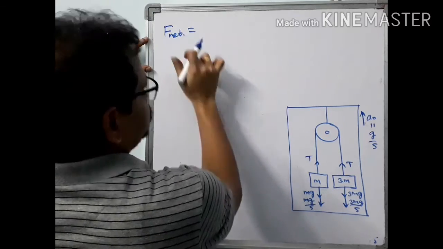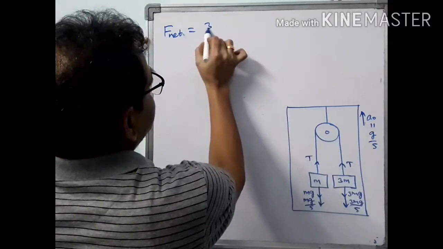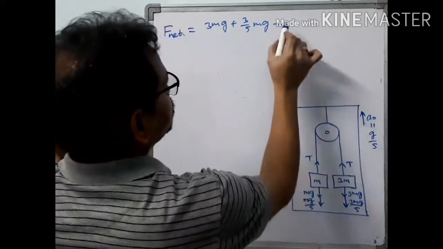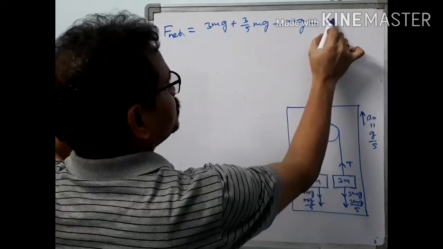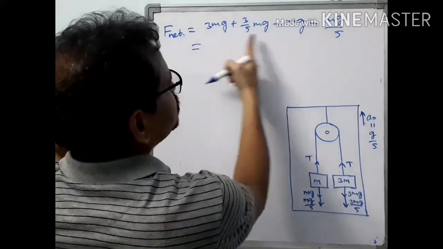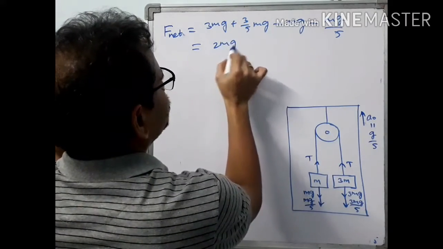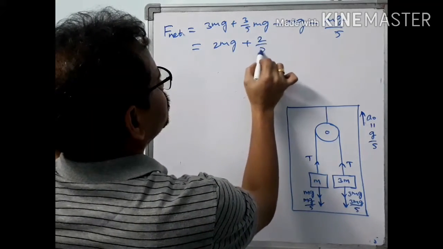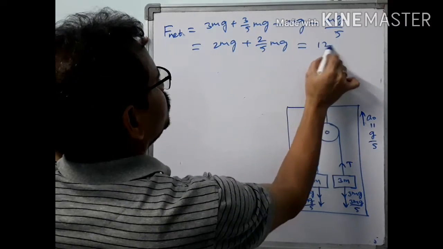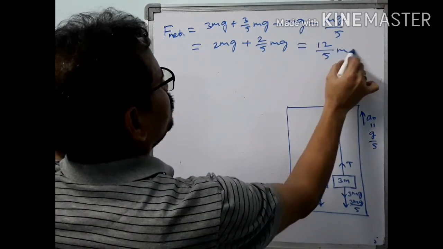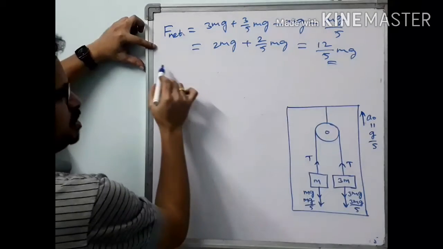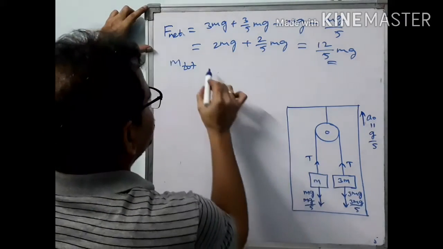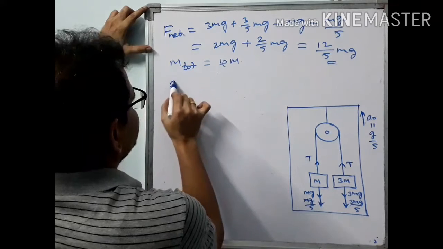F net equal to, so 3 mg plus 3 by 5 mg minus these forces, minus mg minus mg by 5. This is equal to 3 mg minus mg, 2 mg, 3 by 5 mg minus mg by 5, 3 minus 1, 2 by 5 mg plus 2 by 5 mg. So this is equal to 12 by 5 mg here. So F net equal to 12 by 5 mg, and total mass pulled is how much? This m and this 3m, no? So 4m.